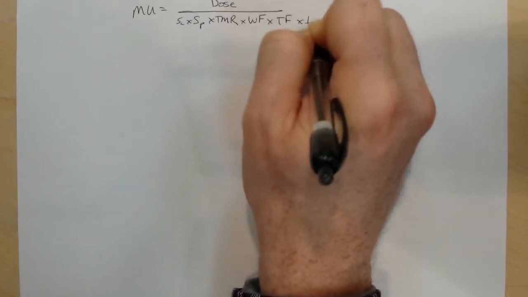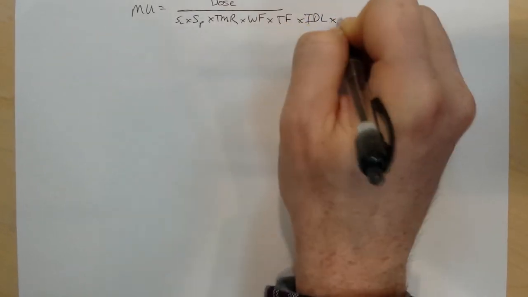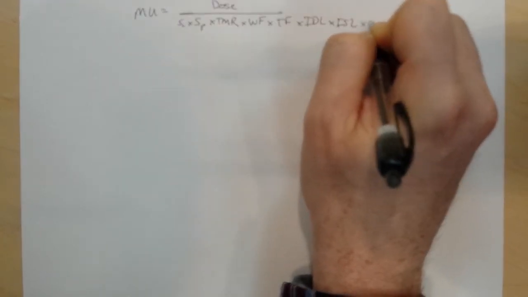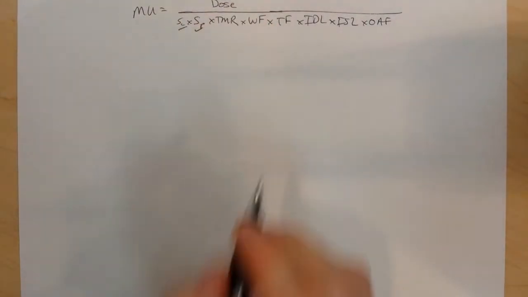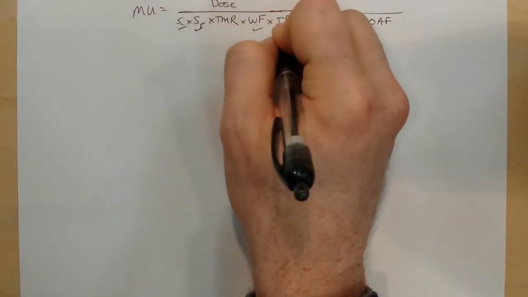Tray factor, isodose line, inverse square law, and off-axis factor. Some people call it off-axis ratio. So these two are done. S sub C, S sub P, the total scatter factor, S sub CP. TMR we'll go back to. Now I want to talk about wedge factor and tray factor.